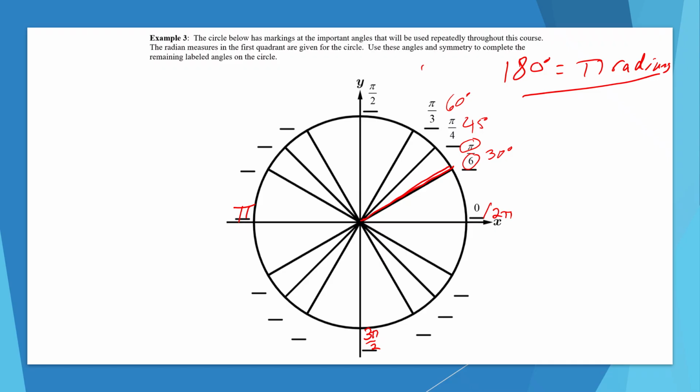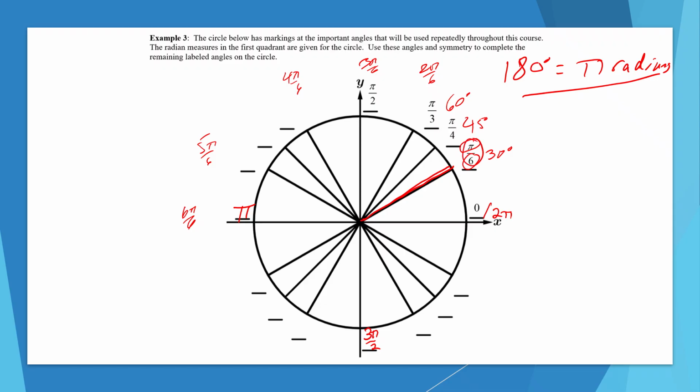So this should be 2 over 6. This would be 3 over 6. This should be 4 over 6. This one would be 5 over 6. We're going to skip the 45 degrees for now, and then this would be 6 over 6. But a lot of these can be simplified as well because 6 is a nice number that has a lot of numbers that go into it. So this is pi over 6. That's going to stay the same.